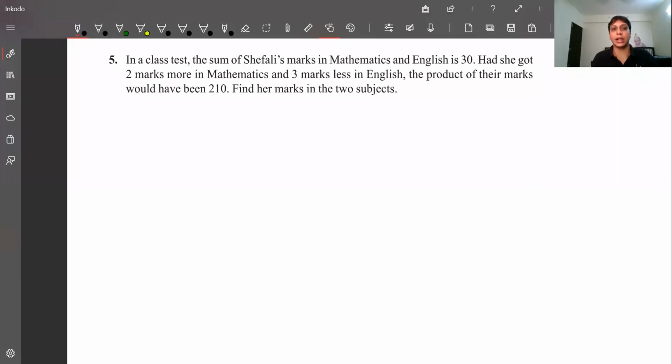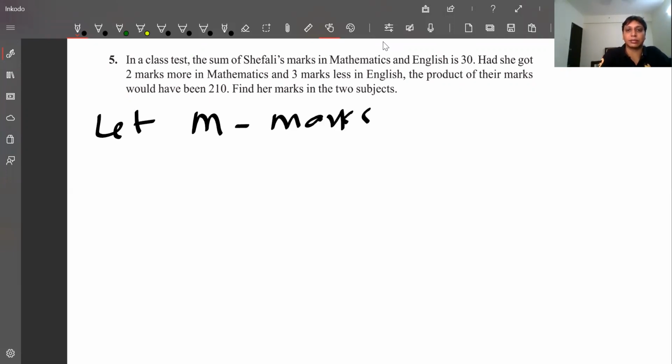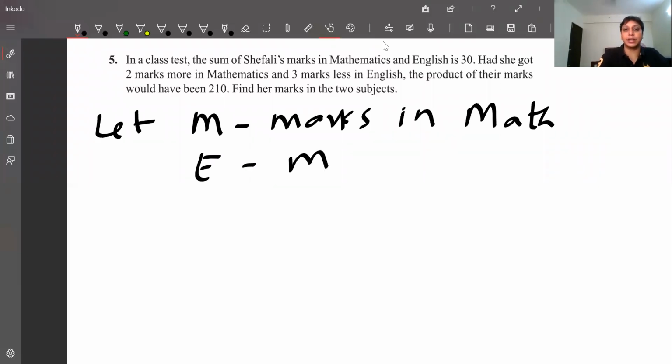Okay, so the question is, in a class test, the sum of Sheffield's marks in mathematics and English is 30. So let us assume that M is the marks in mathematics, and let us take E as the marks in English.